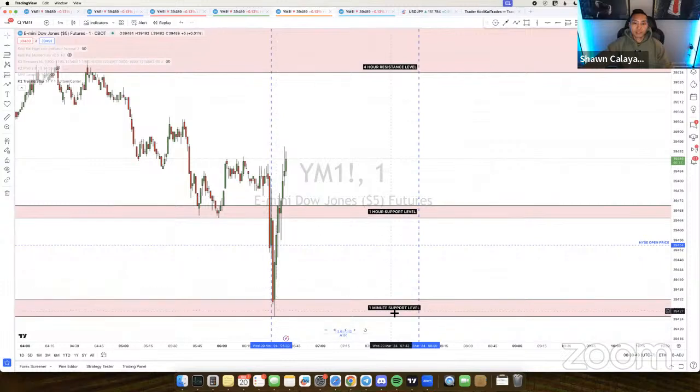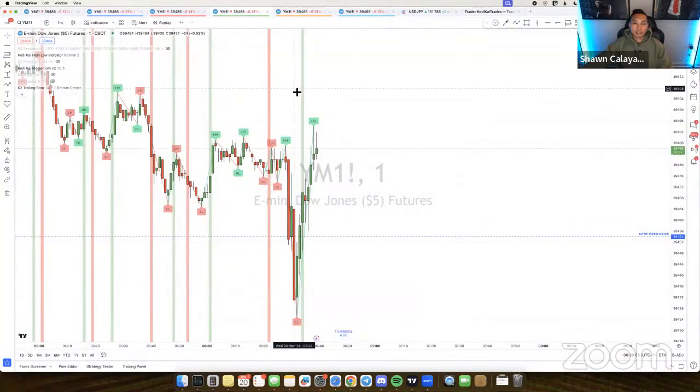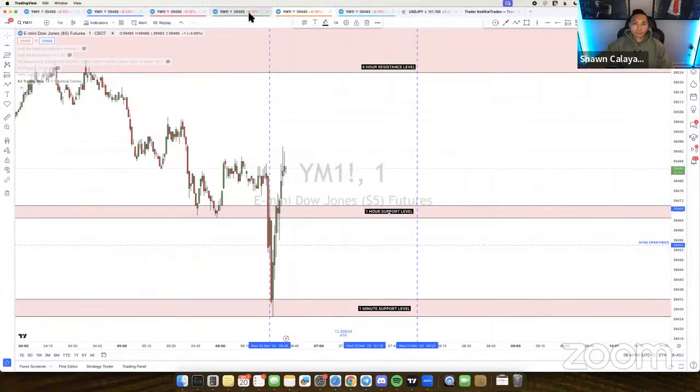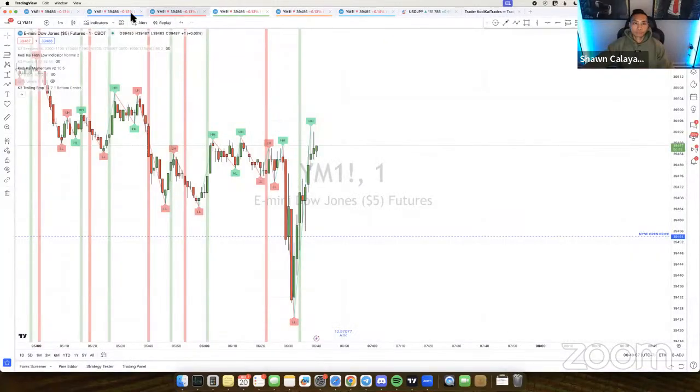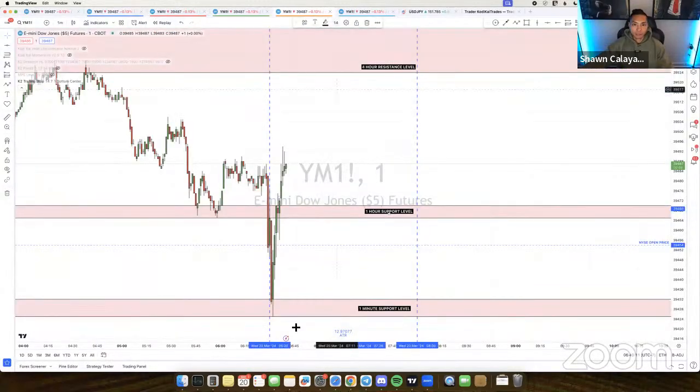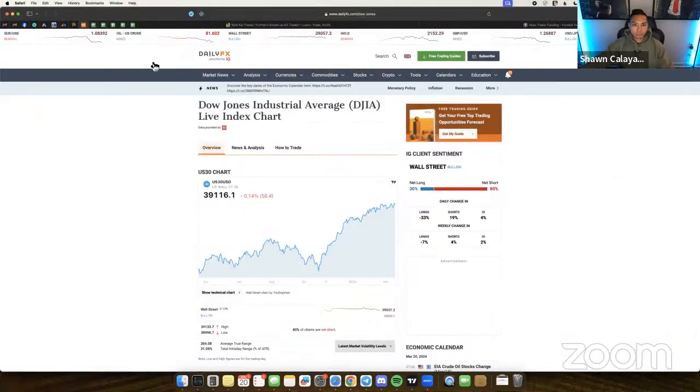Once that higher high gets established, I'll mark up a 1 minute resistance level, and then we can use that as a guideline for the range. But yeah, there's no entry here. You guys can see the trend is starting to shift a little bit.